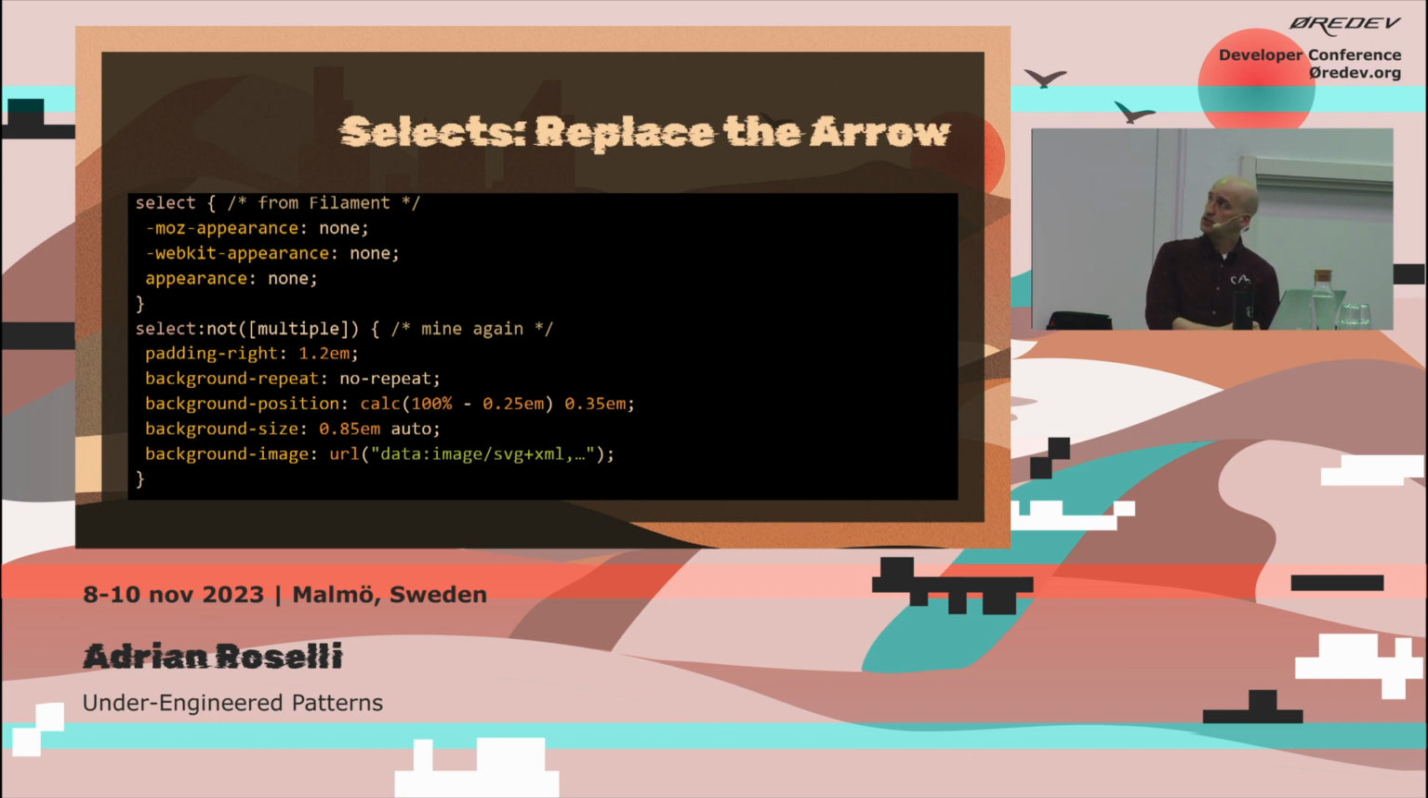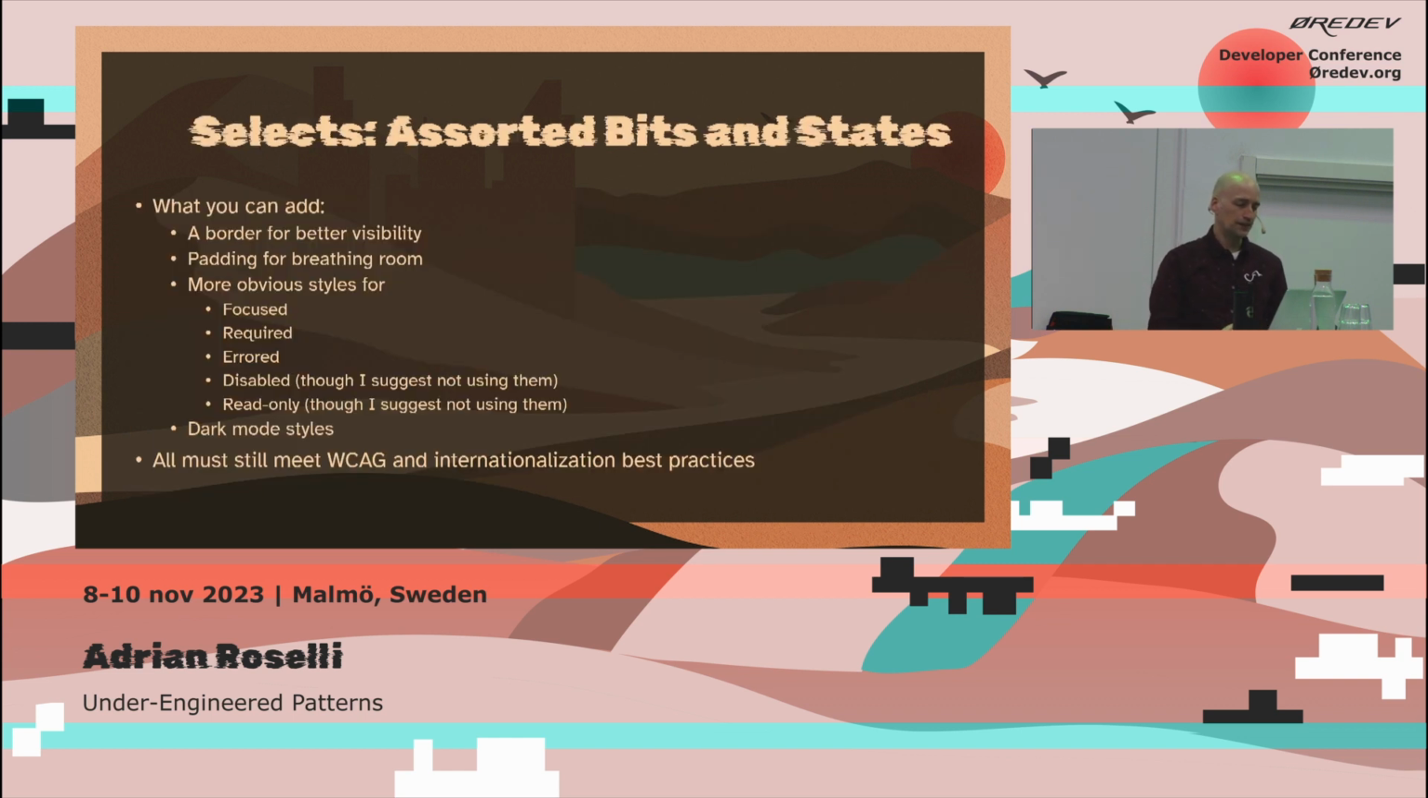I drop an SVG background image arrow into the control, but I only do it for selects that are not multi-selects, which is why I have that not multiple attribute selector. Also, that's not the full SVG. The ellipsis implies that there's far more code in there that I'm not going to bore you with.